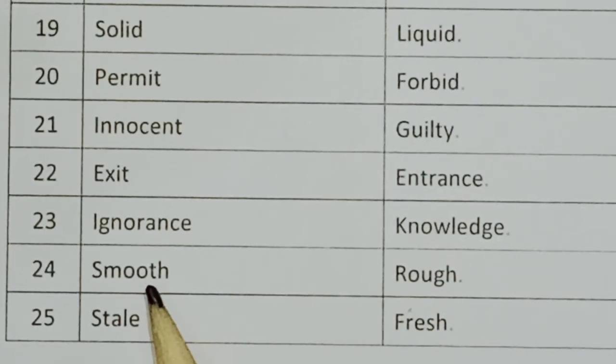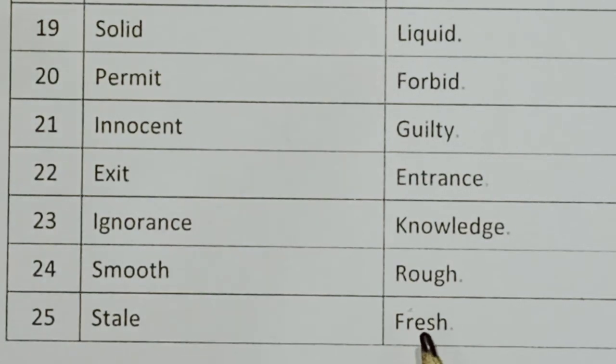Next word is smooth. Smooth means hamwar. And the opposite of this word is rough, means khurdra. The last word is stale. Stale means basi. And the opposite of this word is fresh, means taza.